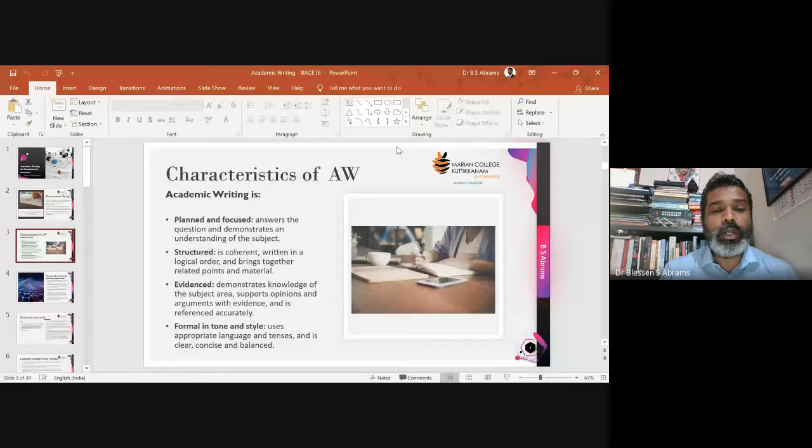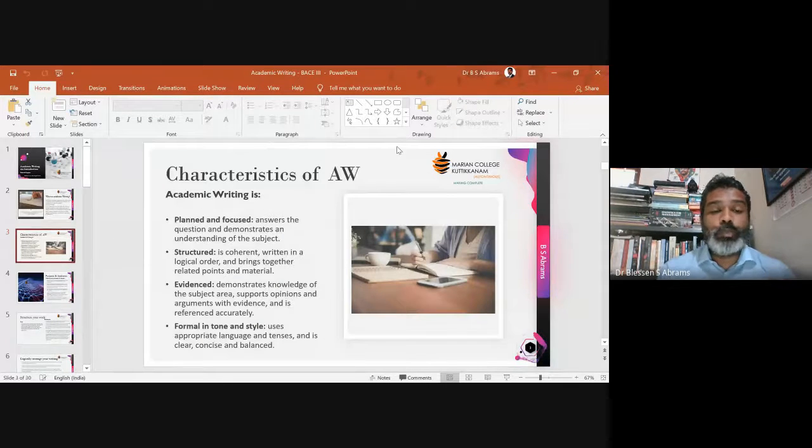It is coherent, written in a logical order, and brings together related points and material. The structure is the element which is essential for interconnecting the different ideas, the different points that you require. And the third one, evidenced. It demonstrates knowledge of the subject area, supports opinion and arguments with evidence, and is referenced accurately.